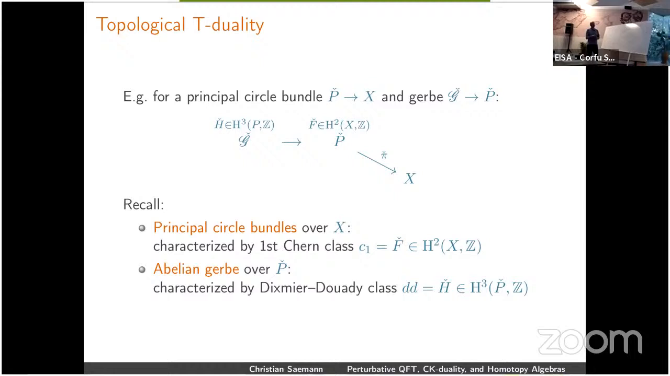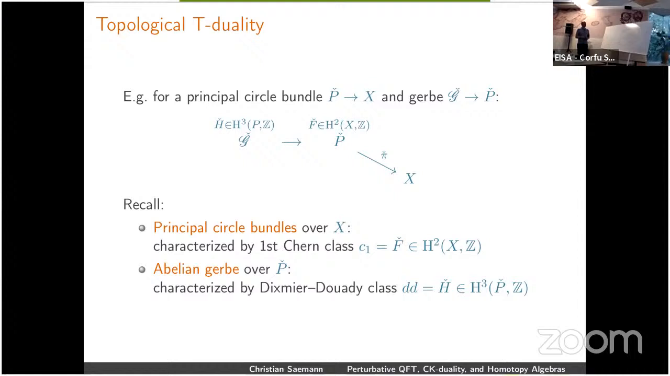And from the topological perspective, so characterizing the bundles up to isomorphisms and the gerbe up to isomorphisms, the principal bundle, as you know, the circle bundle, is characterized by its first Chern class, which is an element in the second cohomology group with values in Z. And the abelian gerbe is just, you go one step up in the cohomology, so the third cohomology group. The principal bundle lives on X, so this is why X appears here. The gerbe lives on P, this is why P appears here, right? So these are the two characterizing features that we need to deal with.